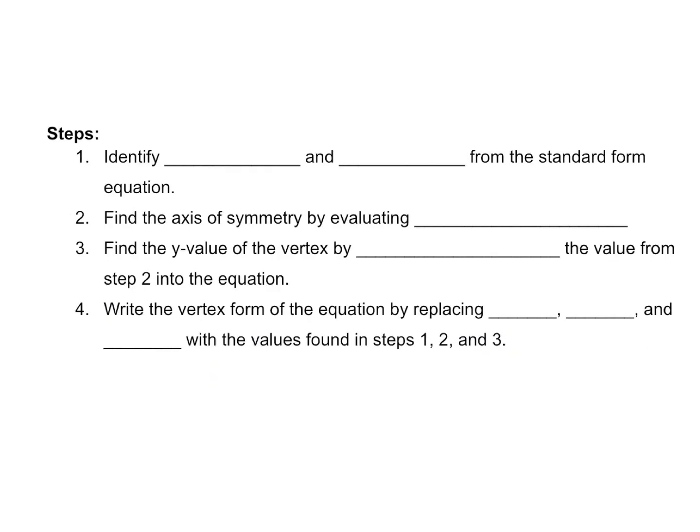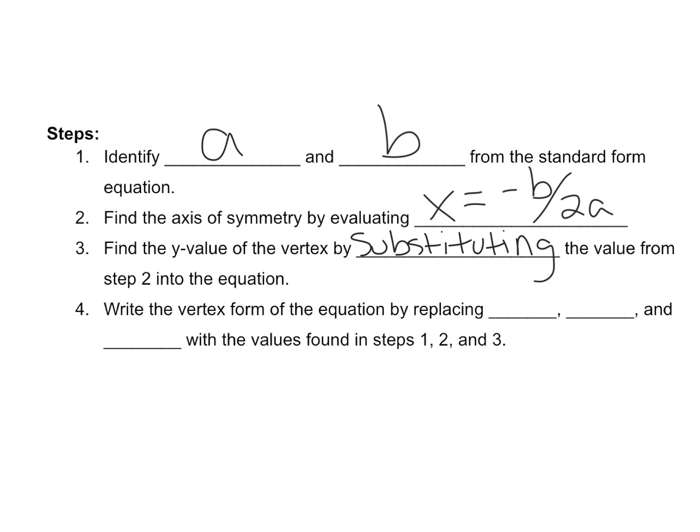In order to convert my equation from standard form to vertex form, there's 4 steps I must follow. The first thing I'm going to do is identify the values of a and b from the standard form equation. Because I need those values of a and b to do step 2, find my axis of symmetry by evaluating the equation x equals negative b over 2a. Once I found out my value of x equals negative b over 2a, I know that's my x value of my vertex. If I know the x value, I can find the y value of the vertex by substituting in that value that I just found in my second step and evaluating the equation.